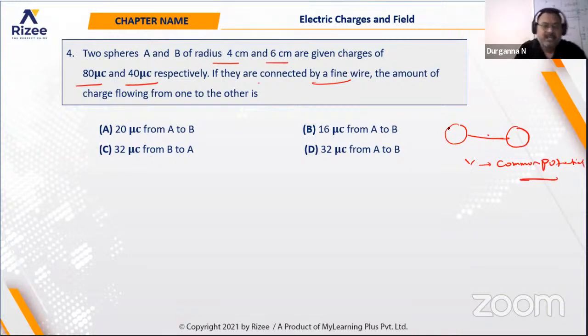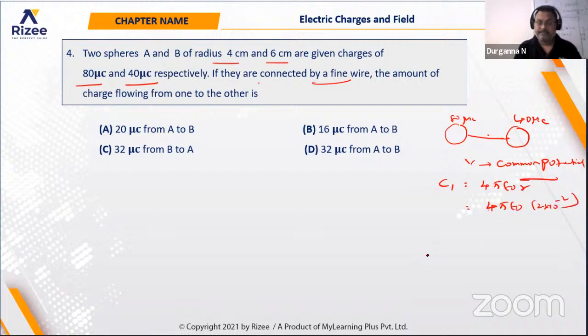So let the initial charge on this one be 80 microcoulombs and this one be 40 microcoulombs. What will be the capacity? C1 is equal to 4 pi epsilon naught r, where r is the radius, that means 4 pi epsilon naught into 2 into 10 to the power of minus 2. Since it's in centimeters, this will be 8 pi epsilon naught. Next C2, C2 also has the same formula, 4 pi epsilon naught r. Substitute the r value, how much is it here? 6 centimeters, please.